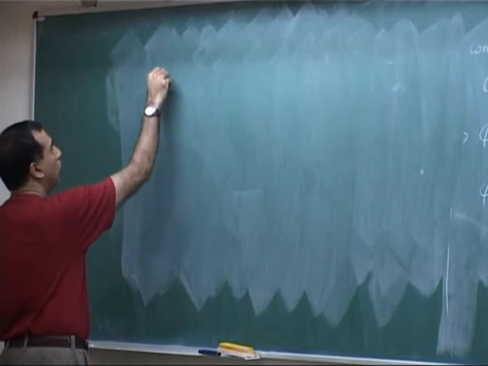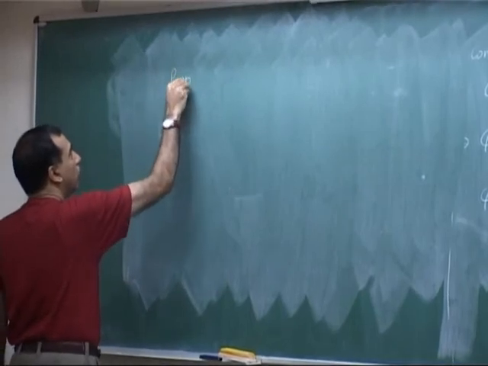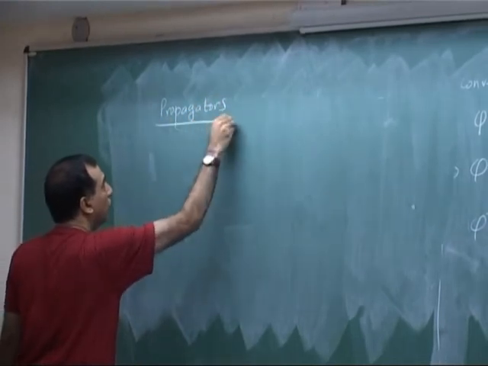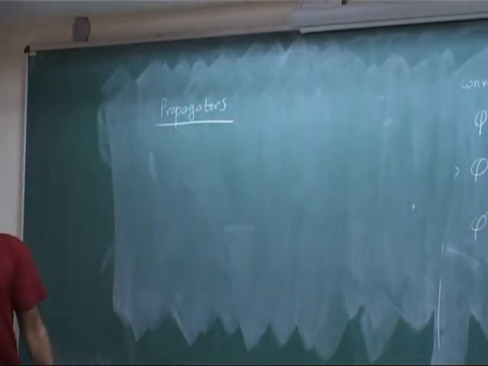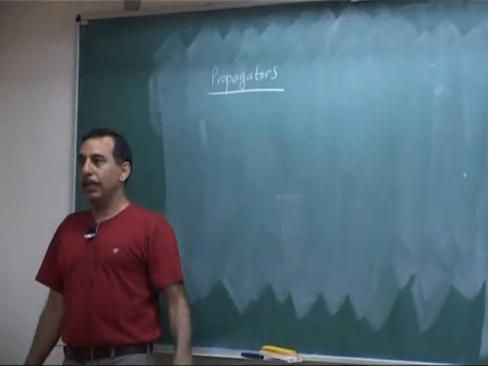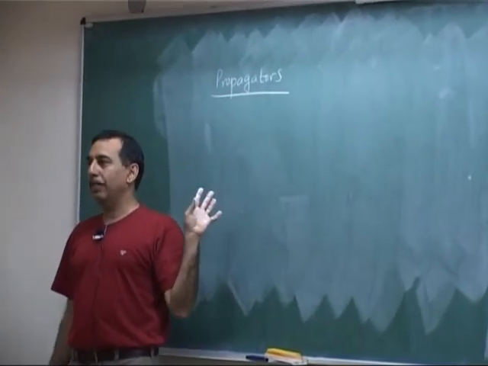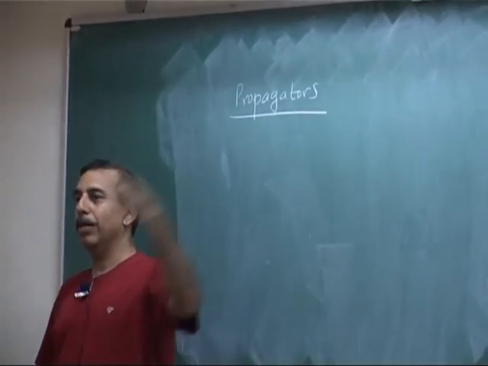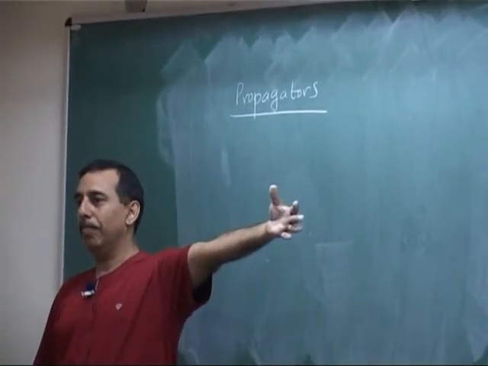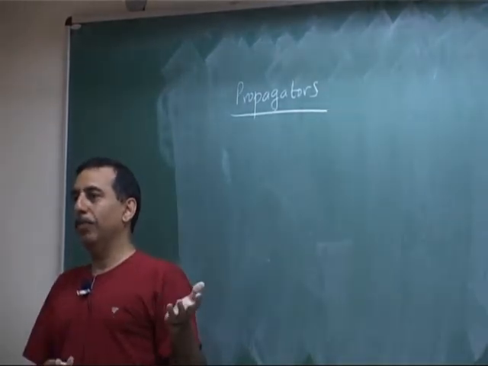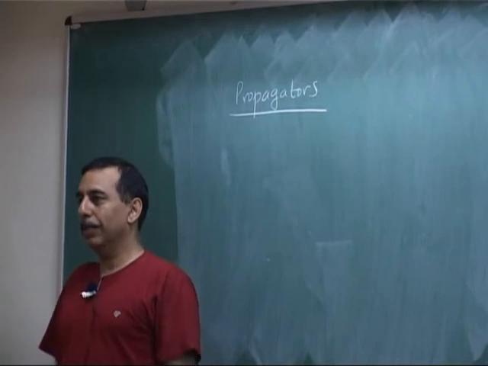So now I want to talk a little bit about propagators. And this has two purposes. One, of course, that it's something physical that can happen even in free field theory. That is, a particle can propagate from one time to a future time. Okay? But of course, it can't interact, but it can propagate. In fact, must propagate. Okay?